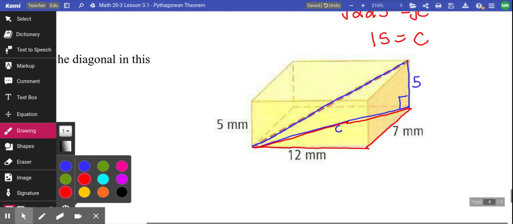The person who made the formula, his name is Pythagorean. The name is Pythagorean. Look at all this credit.